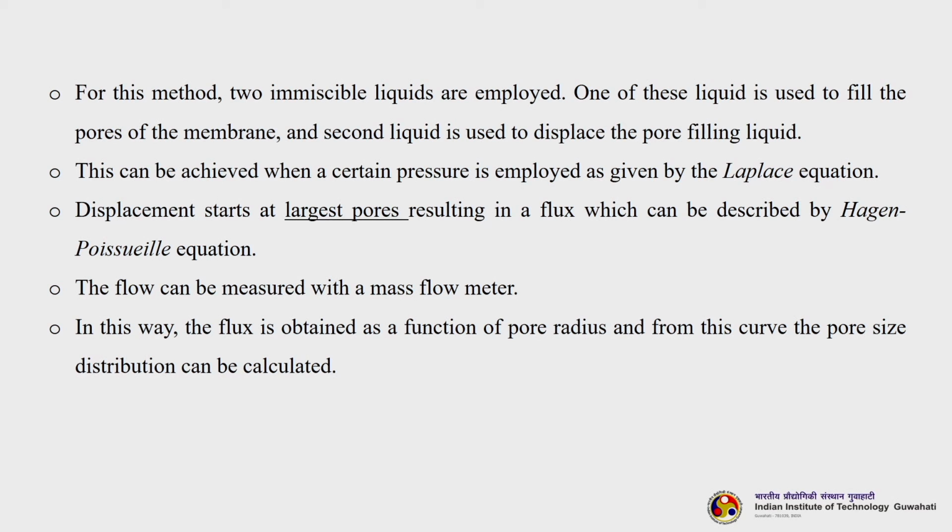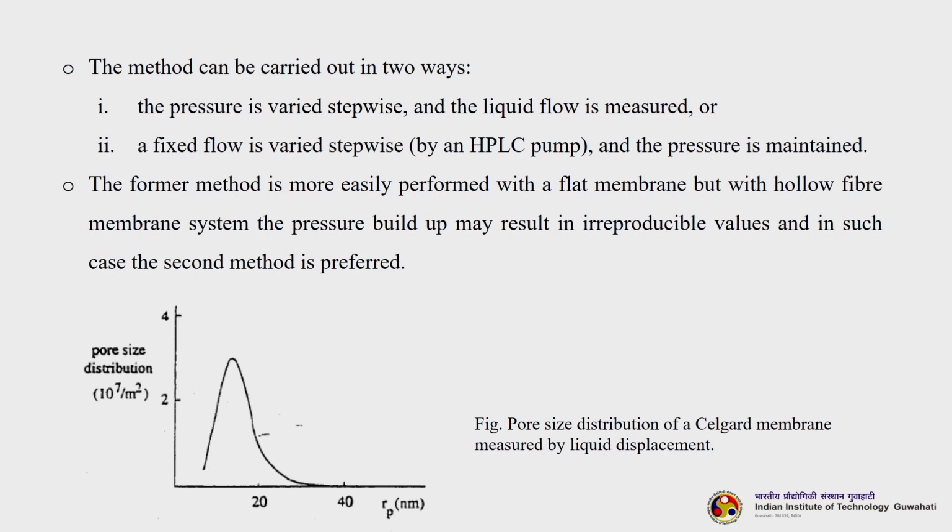The flow can be measured with a mass flow meter. In this way, the flux is obtained as a function of pore radius, and from this curve the pore size distribution can be calculated. Now, this method can be carried out in two ways. The first one is that pressure is varied stepwise and the liquid flow is measured. So, we can vary the pressure in a stepwise manner, and then we measure the flow.